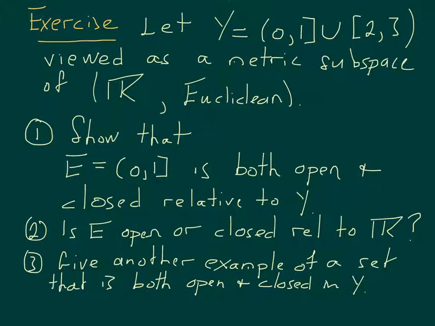Finally, here's an exercise for you. So now let Y equal the union of this interval with this interval here in R with the Euclidean topology, and show that this set E is both open and closed relative to Y. And the question is, is E open or closed relative to R? And then finally, can you give another example of a set that is both open and closed in Y?